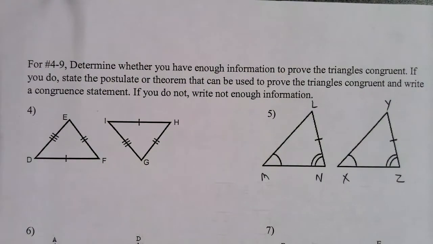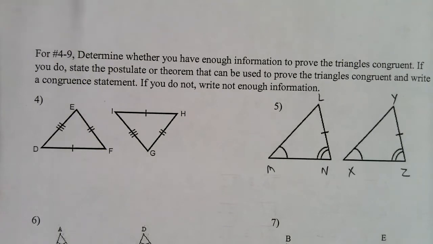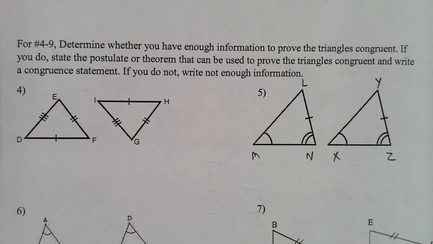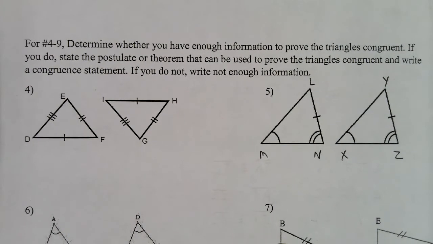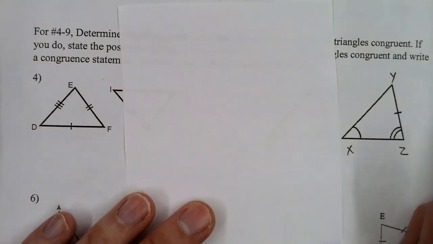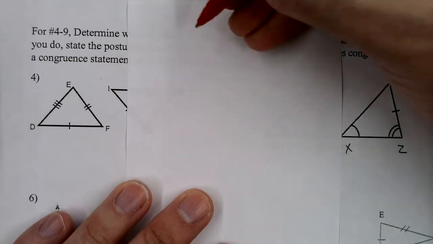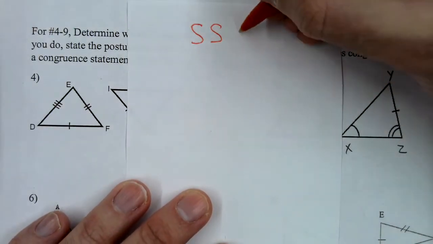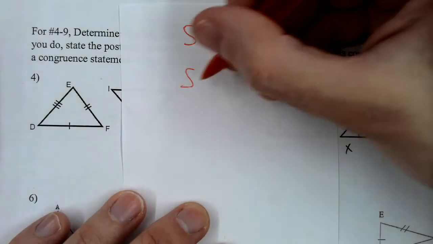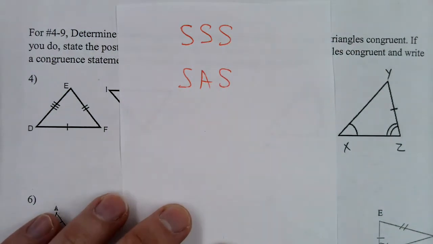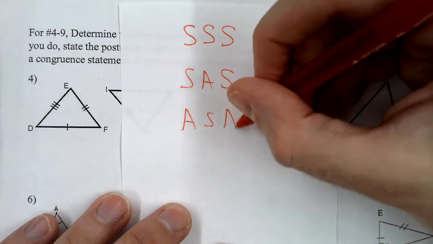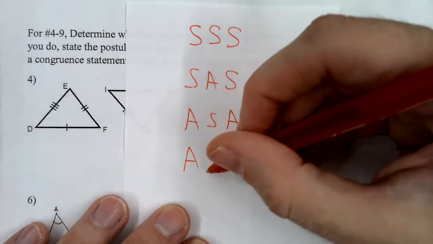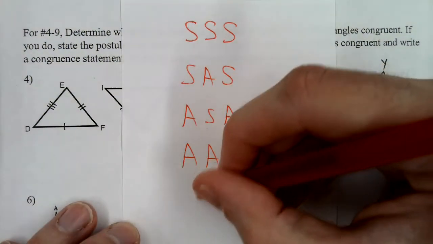For numbers 4 through 9, determine whether you have enough information to prove the 2 triangles are congruent. If you do, state the postulate or theorem that can be used to prove the triangles congruent, and write a congruent statement. If you do not, you can just write not enough information. So we're looking for our 5 shortcuts. To refresh your memory, the 5 shortcuts are: side, side, side; side, angle, side; angle, side, angle; angle, angle, side; and the last one is hypotenuse, leg.